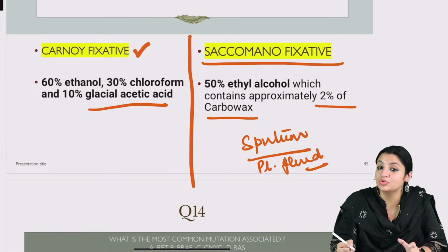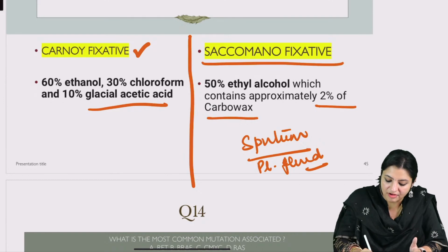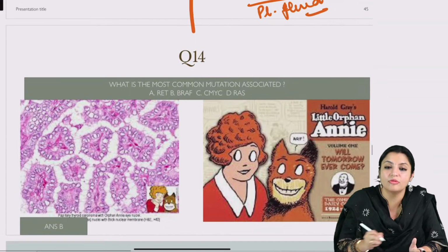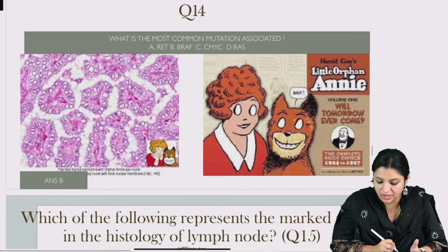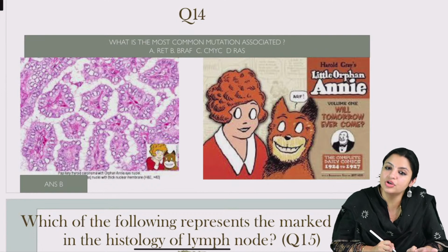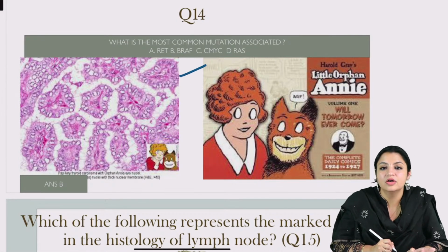If somebody asks you what is the mutation you see here, remember the most common mutation that you see in papillary carcinomas of thyroid are BRAF mutations. So they are very commonly associated with BRAF mutations. This is the most common mutation of papillary carcinomas of thyroid, you have to remember, okay. So RAS mutations are very common in follicular carcinomas of thyroid, okay. RET mutations are very common in medullary carcinomas of thyroid.